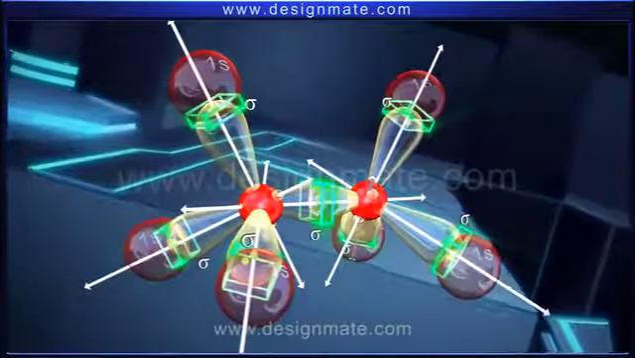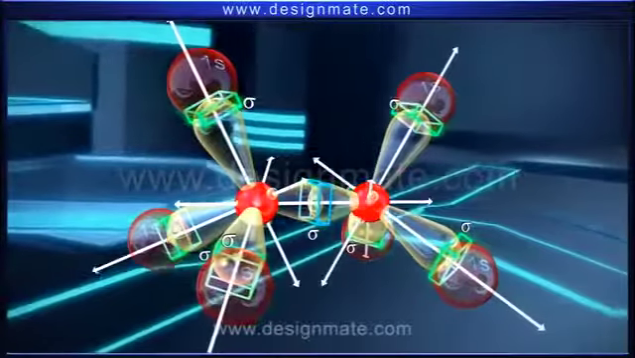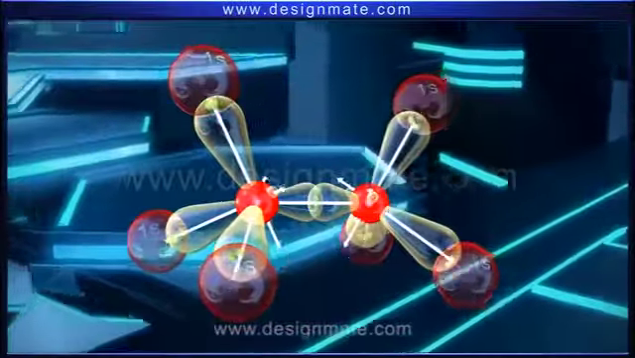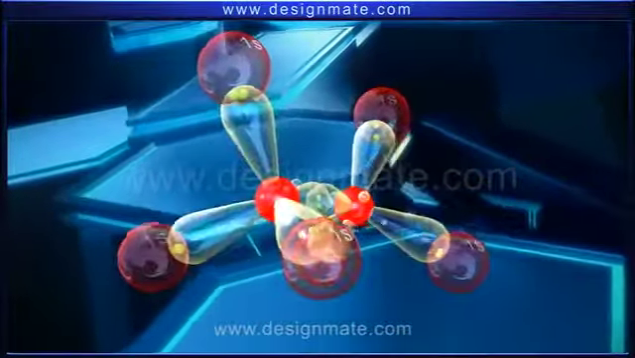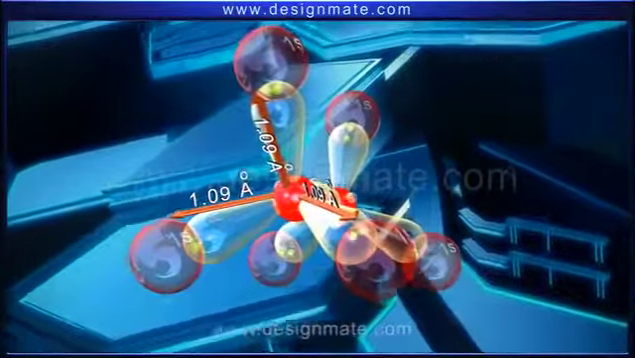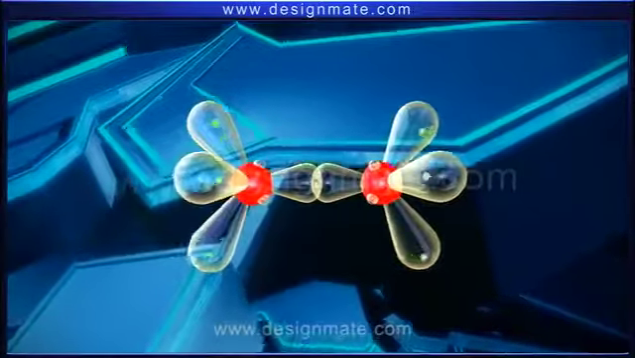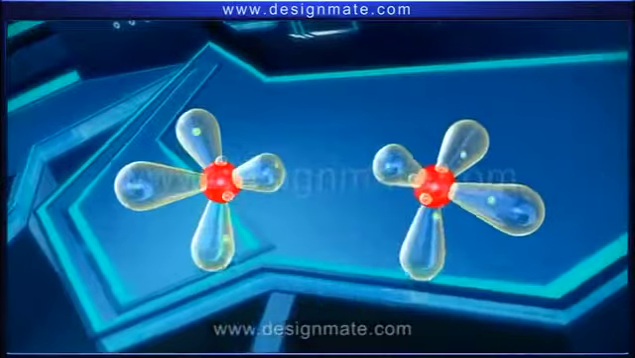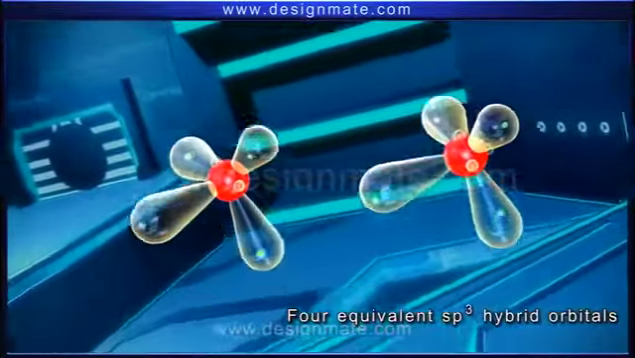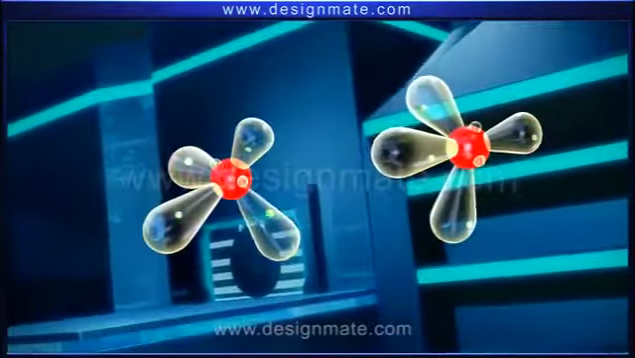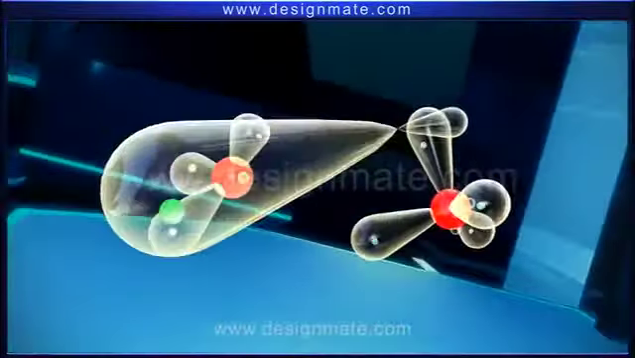Thus, both the carbon atoms are surrounded by 3 carbon-hydrogen sigma bonds and 1 carbon-carbon sigma bond. These bonds are directed along the corners of a regular tetrahedron, and all carbon-hydrogen bonds are of the same bond length. Let us now remove the 6 hydrogen atoms from this structure. Also, drag the 2 carbon atoms apart. We can clearly see 4 equivalent sp3 hybrid orbitals around each carbon atom. Each of these orbitals has one lobe bigger than the other and is occupied by a single unpaired electron.